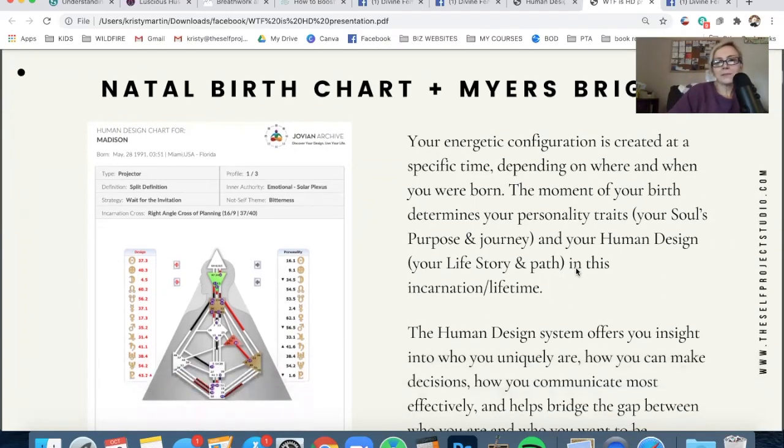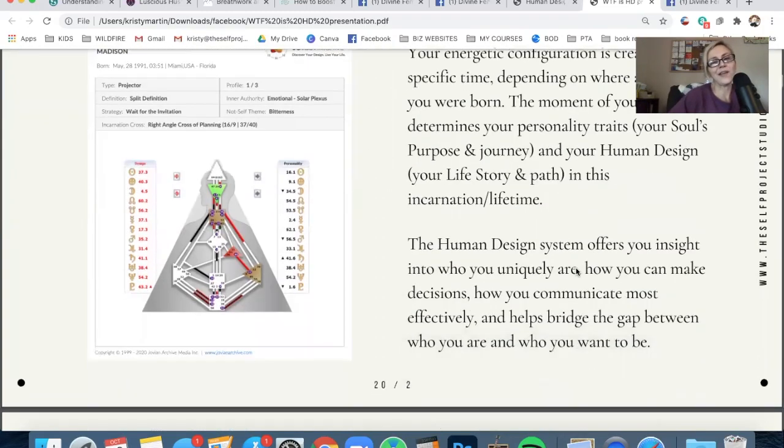Yeah, and then my explanation is it's literally just your energetic configuration. So energetic, unseen, your aura, your field, your energy field that you carry around you. It's created at a specific time, depending on where and when you were born. The moment of your birth determines your personality traits. So your soul's purpose and journey can be found here, kind of found. And your human design, so your life story and path in this incarnation lifetime.